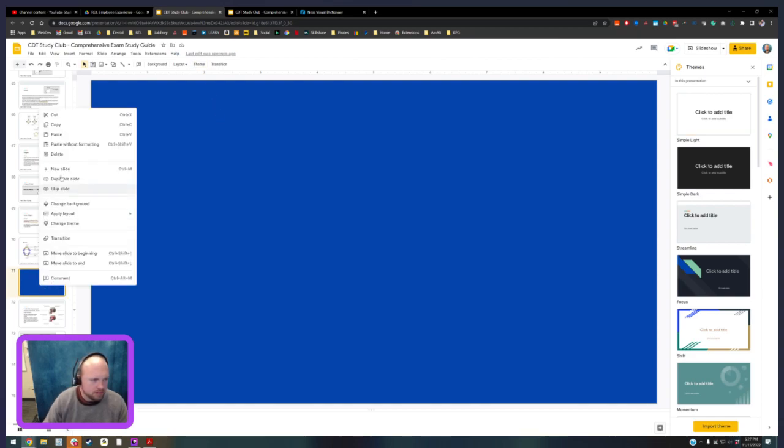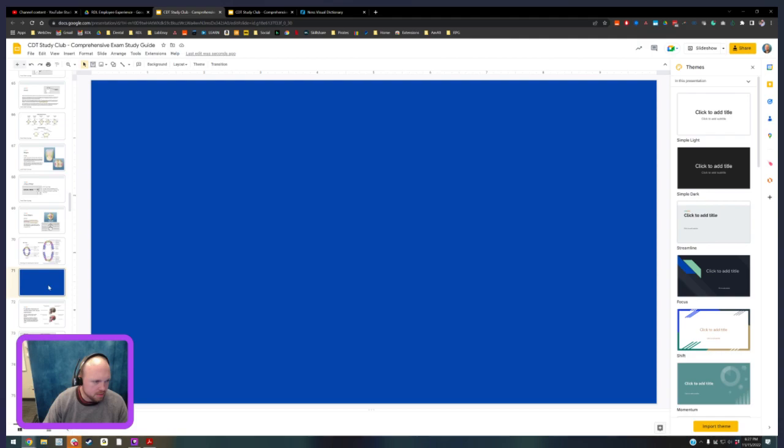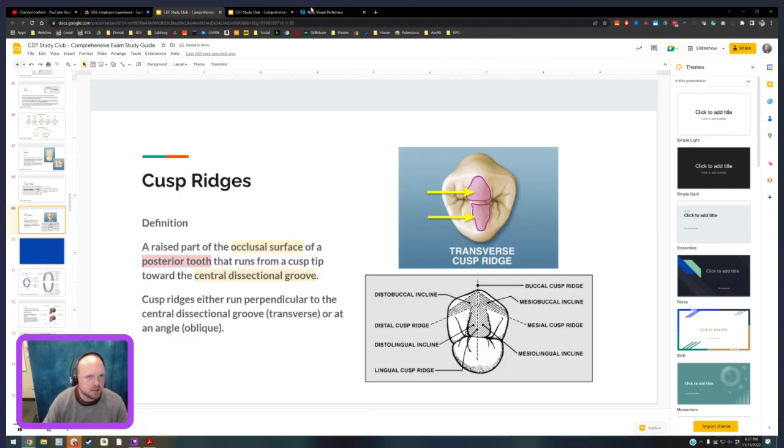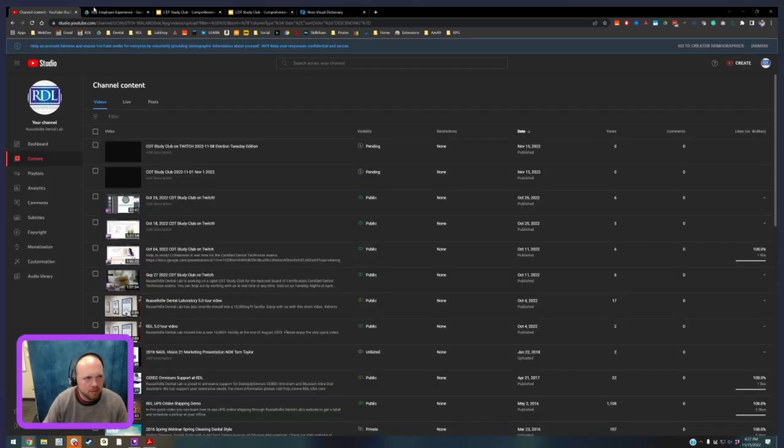Whatever. All right. We're going to just put this placeholder in here so we know where our stop point is. But we're going to keep going with cusp ridges, and I'm going to get back to the trick we talked about, if you don't remember the trick.